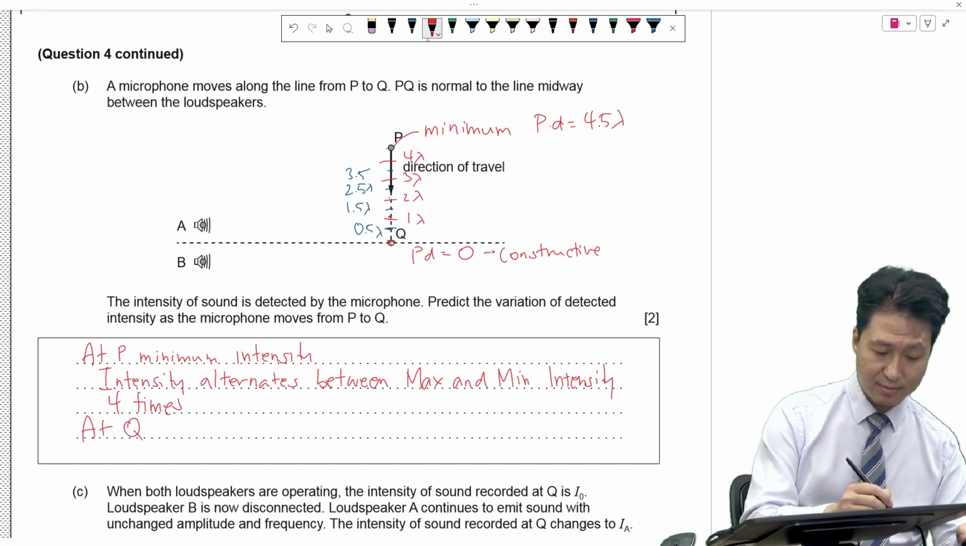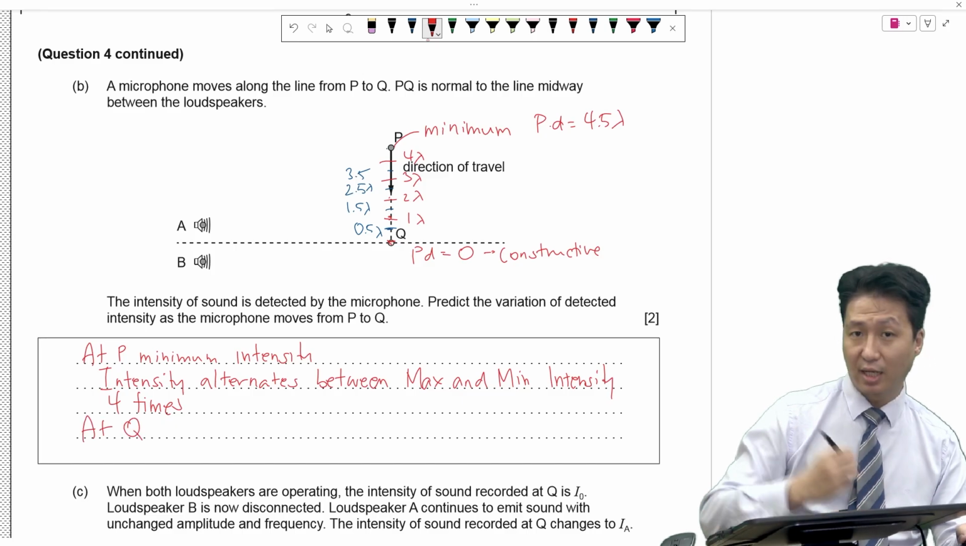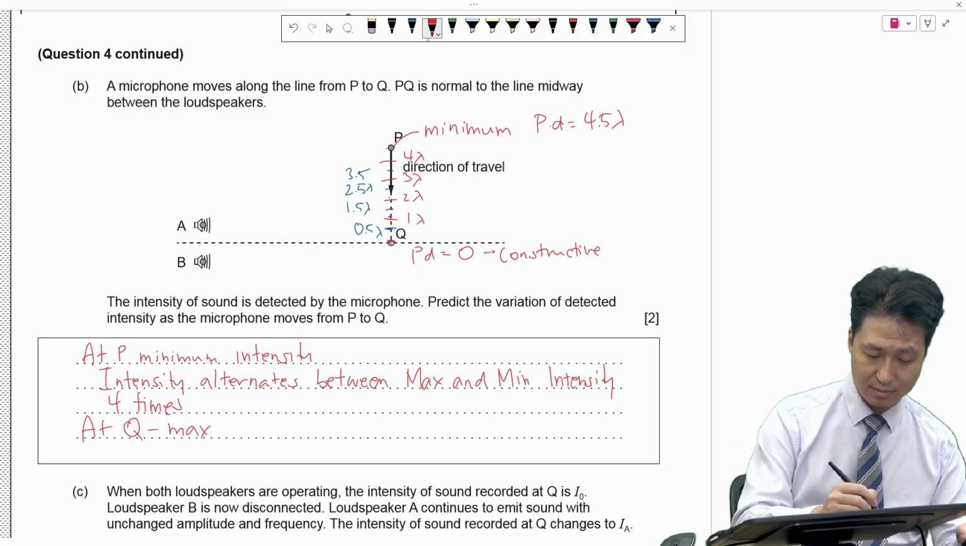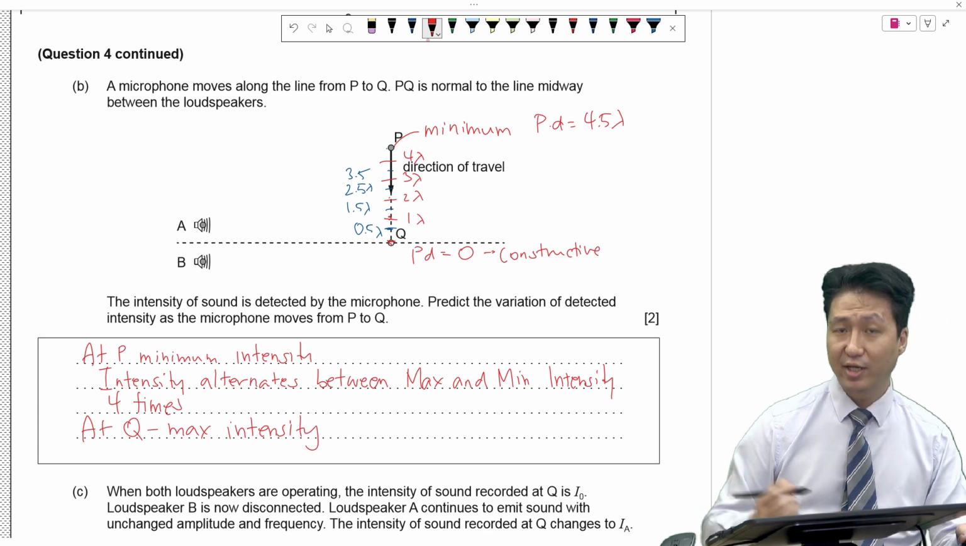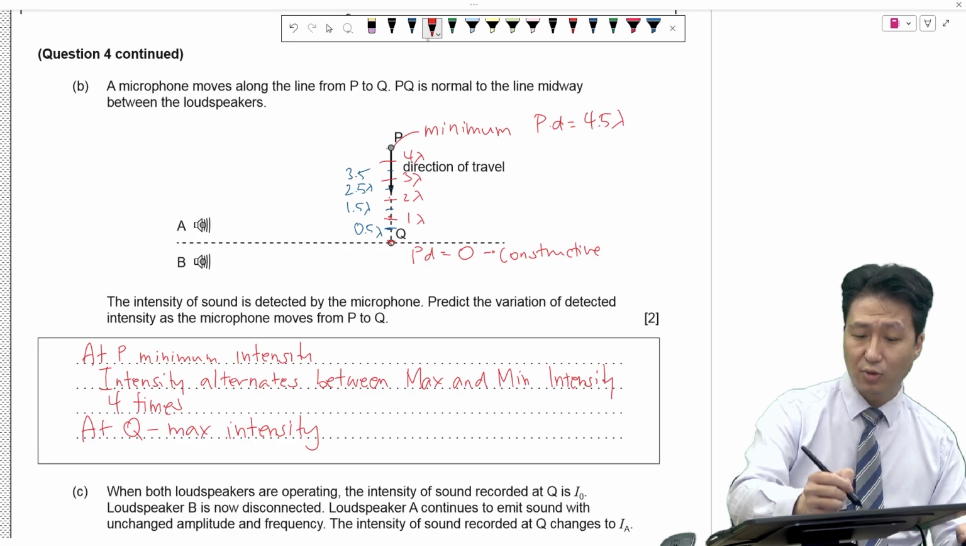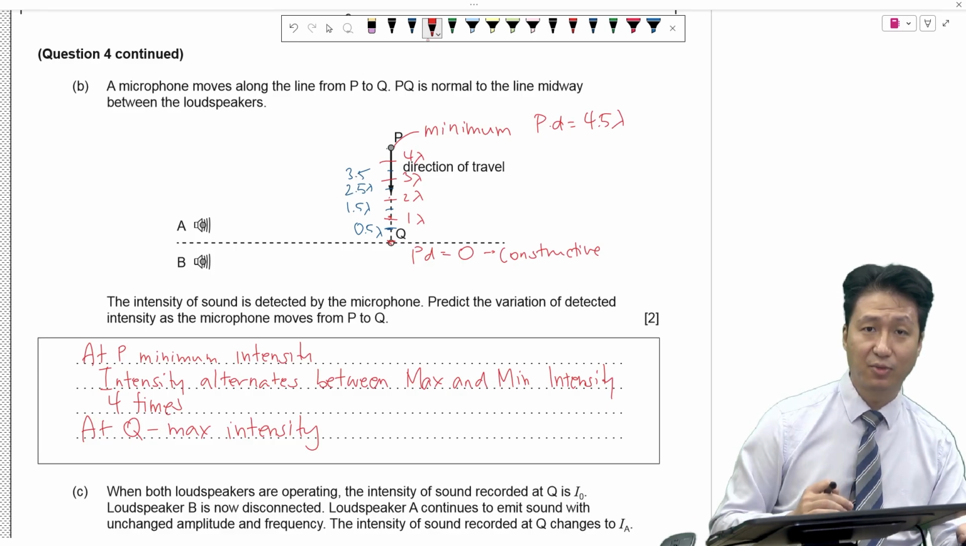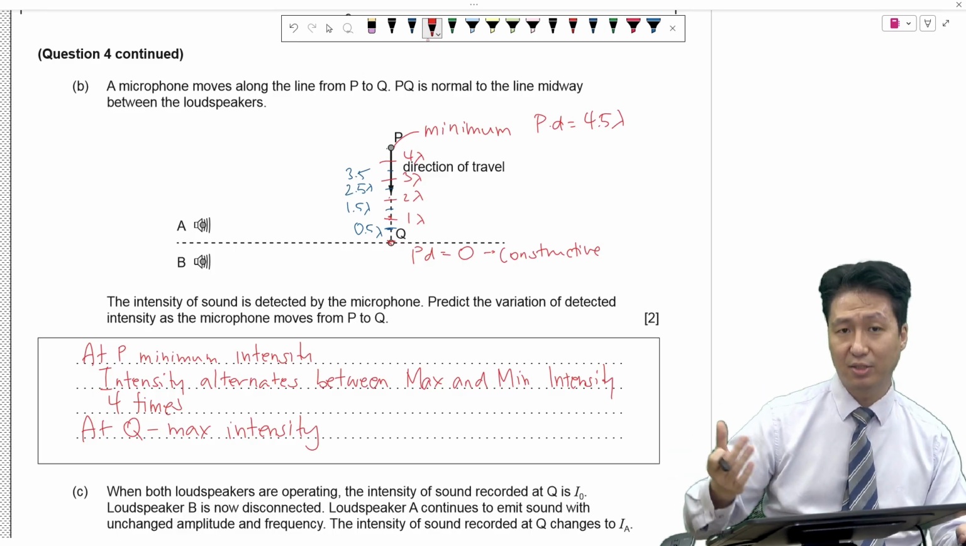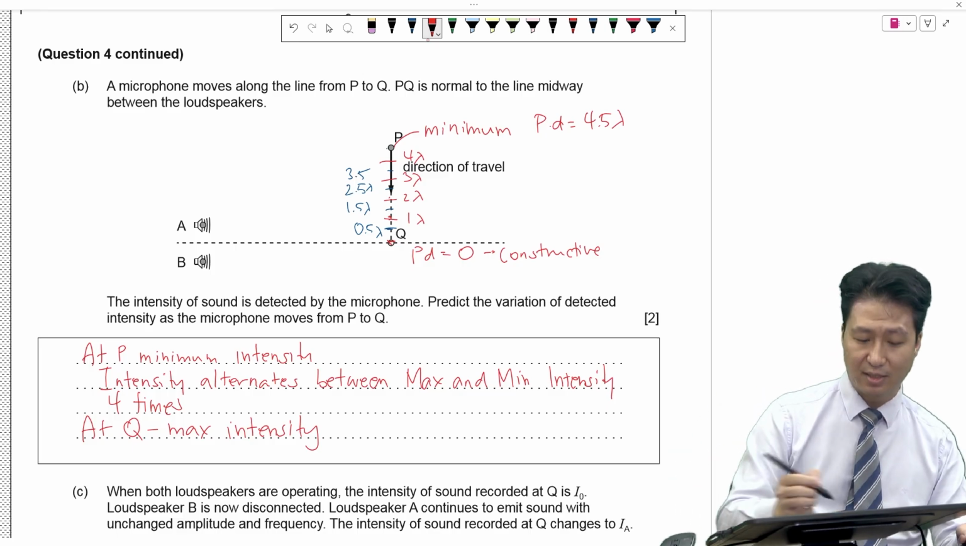Finally, at Q, again, it will be a constructive interference point. There's a maximum intensity. And finally, the distances between all the constructive interference points and all these destructive interference points are going to be fairly constant. So they're evenly spaced.